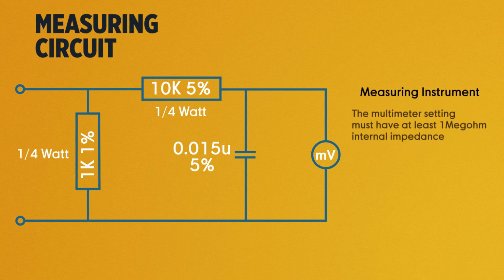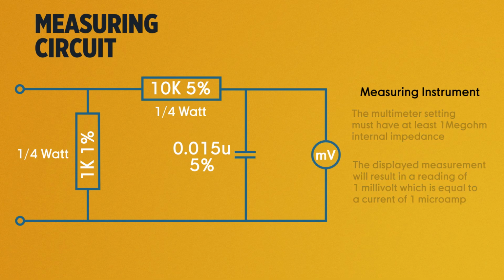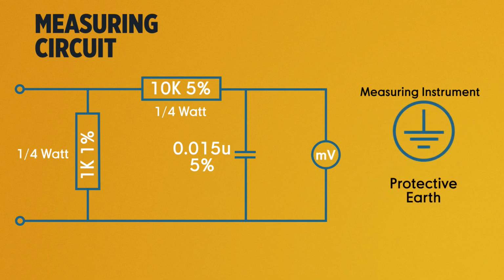This simulates leakage current through a human body. The multimeter setting must have at least 1 megohm internal impedance. The displayed measurement will result in a reading of 1 millivolt, which is equal to a current of 1 microamp. To run each test, you will use the following setup. The MV symbol represents the digital multimeter. You will connect one lead of the multimeter to protective earth. We recommend using earth on the normal condition outlet on the measuring circuit. The other lead will vary for each test.